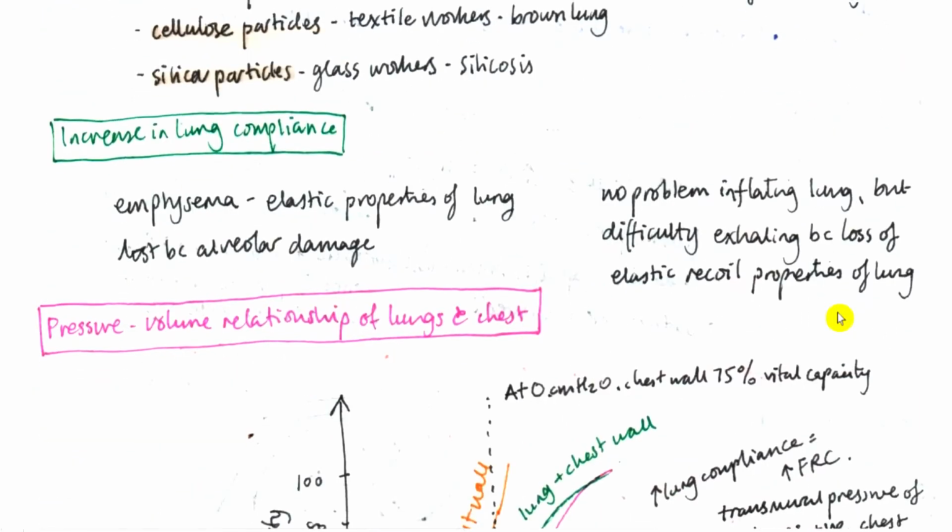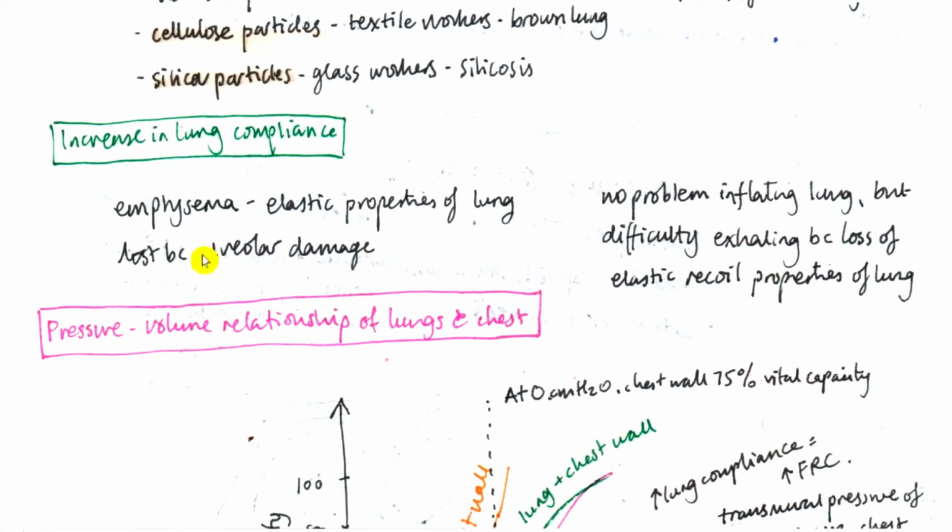Now, an increase in lung compliance is slightly different. It's usually caused by emphysema, so the lung is stretchier than normal, and the elastic properties of the lung change and are lost because of alveolar damage. So the alveoli might be burst or have lost some of their elastic properties. And people with increased lung compliance have no problem inflating their lung, but it's very difficult to exhale, so you can't breathe out because of the loss of the elastic recoil properties of the lung.